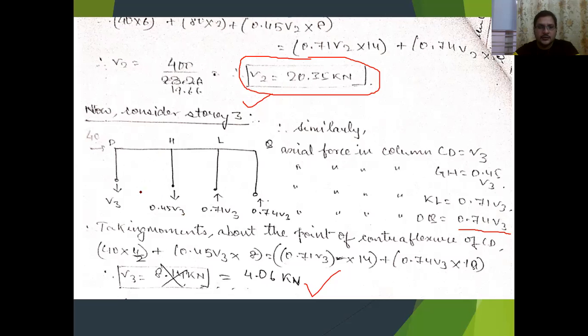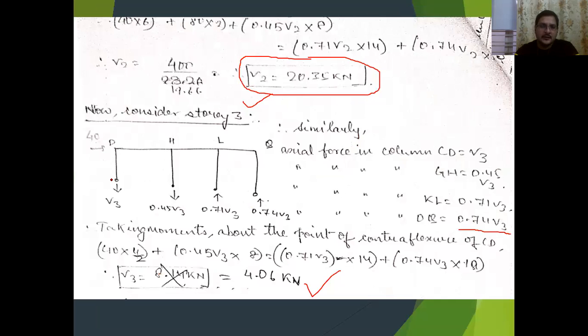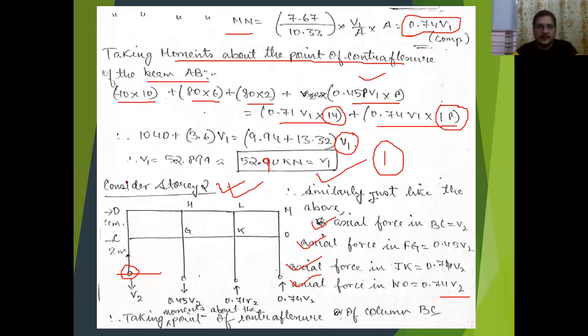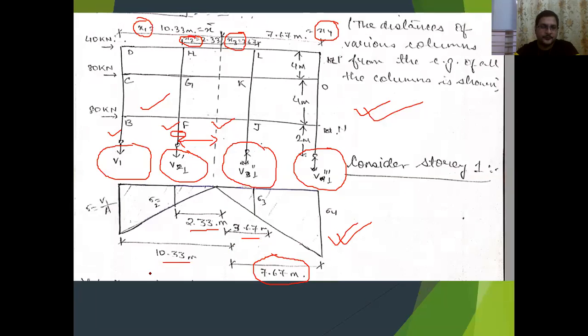So whenever we find V1, V2 and V3, we continuously cut the columns at the midpoint. To calculate V1, we cut the first column. If you go back to the original diagram, to calculate V1 we cut this first column. For V2, we cut this second column. And for V3, we cut this third column in the respective stories.